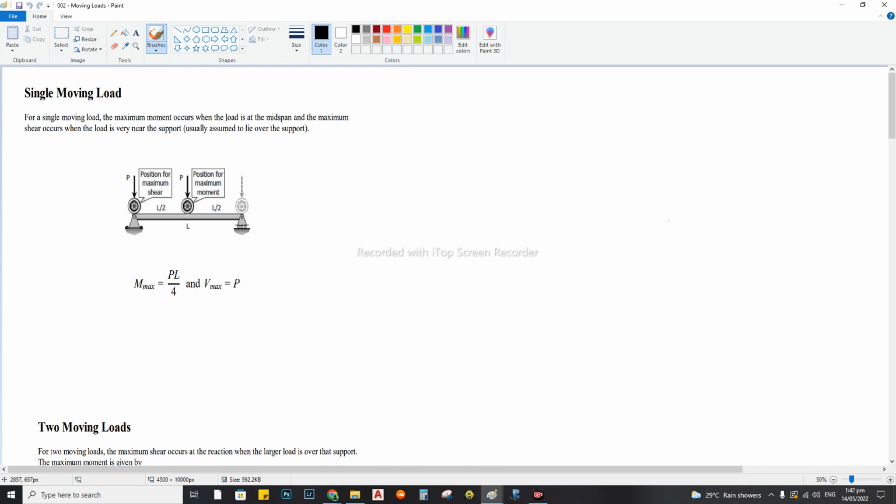Obviously, the maximum bending moment occurs at the middle. And then the maximum shear occurs when you place the load at the left or right support.